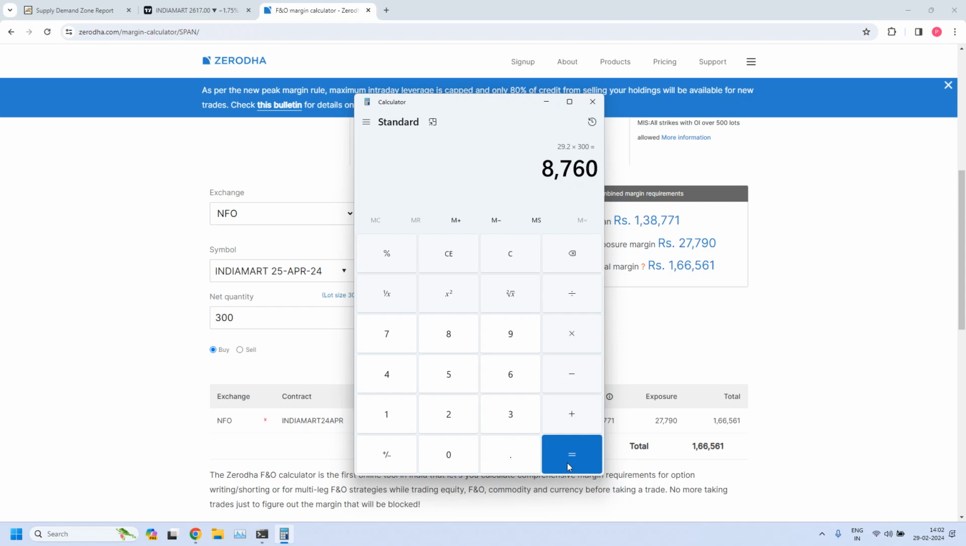₹8,760 profit. And what could be the ROI? Profit into 100, divided by the cost of one future slot, 1,66,561. This is a rough value. You would have got 5.25, that means 5.3% profit you would have got. Rounded value, 5.3% ROI you would have got.